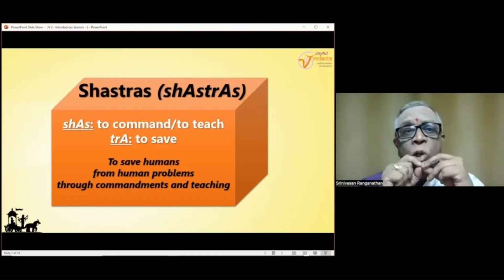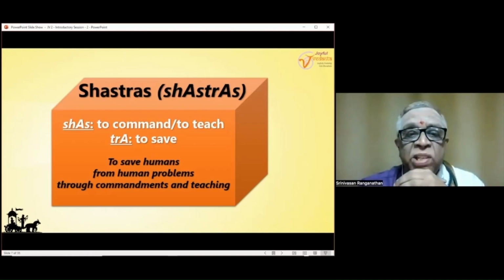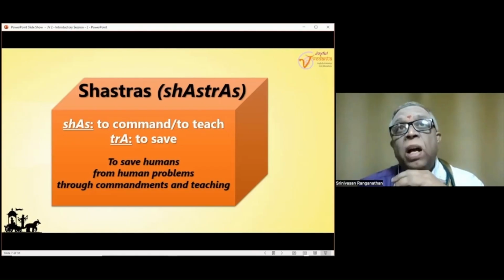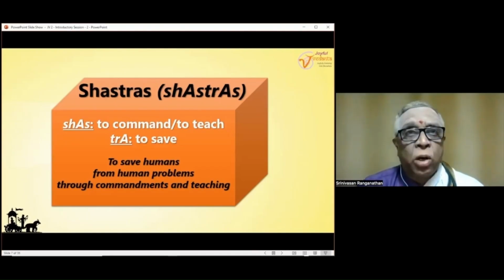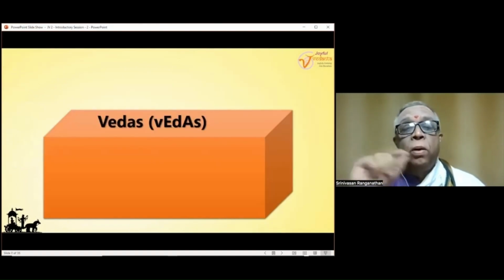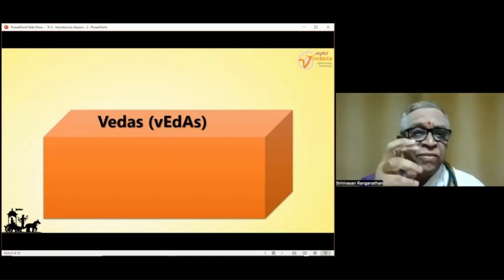Shas, to command or to teach; Tra, to save. So basically the meaning of Shastras is to save humans from human problems through commandments and teaching. That's the meaning. So the entire scriptures that we have is called Shastras. Now, the first component of Shastras is the Vedas.